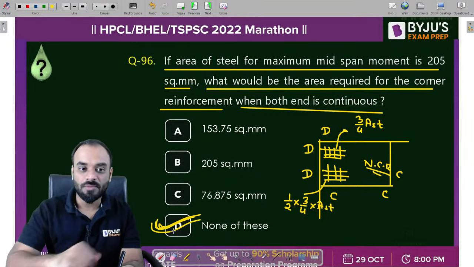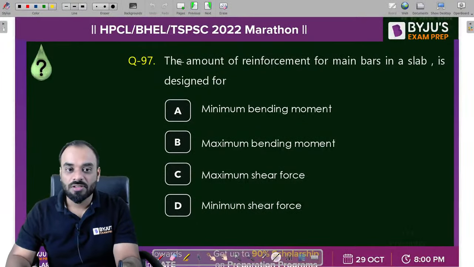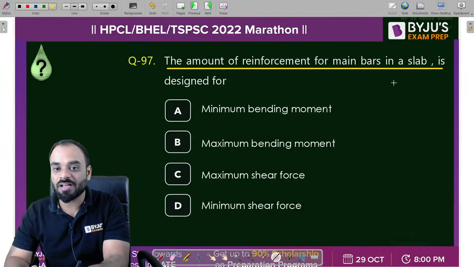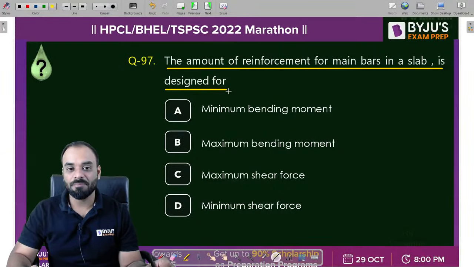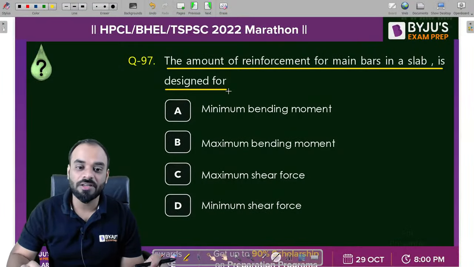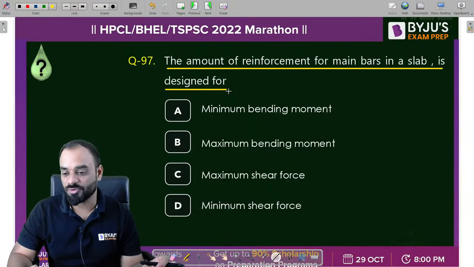Clear? Next question. The amount of reinforcement for the main bar in the slab is designed for which particular value? Minimum bending moment, maximum bending moment, maximum shear force, minimum shear force.